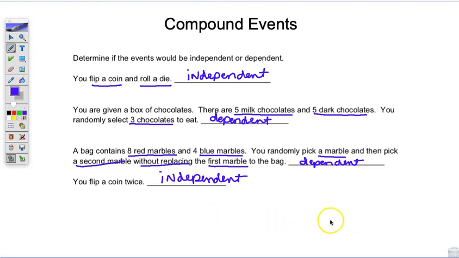Okay, so that concludes our conversation on compound events. Remember, to be independent, it would not affect a second drawing or a second spin of a spinner or roll of a dice. Dependent means that once you've chosen something and you've either kept it and not replaced it, it would affect the second drawing or spin.